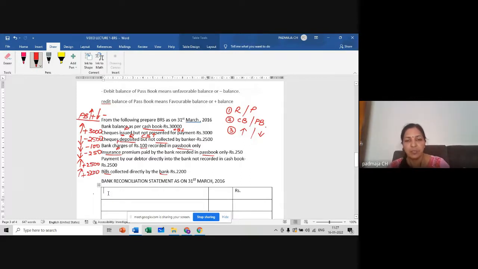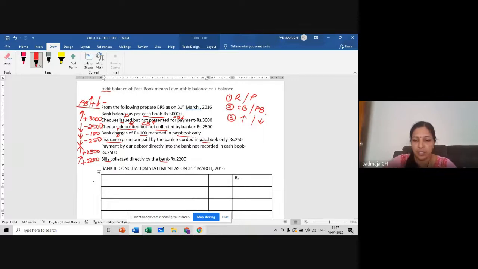Let me write first what we have to write here. So this is for the particulars. Okay, the amount column is given. So here, what is the book given to us, guys? We are given the bank balance as per cash book. So write the amount in the amount column. How much is the amount given? 30,000 rupees.